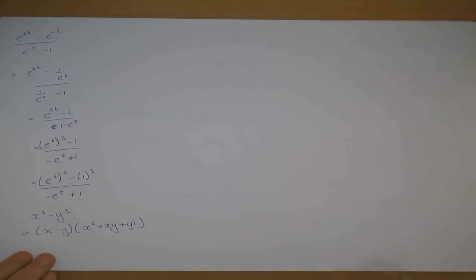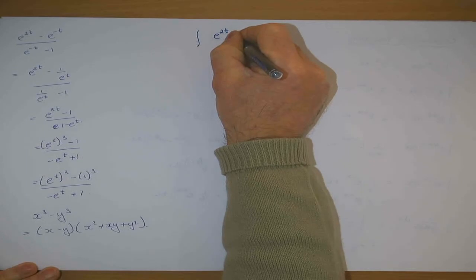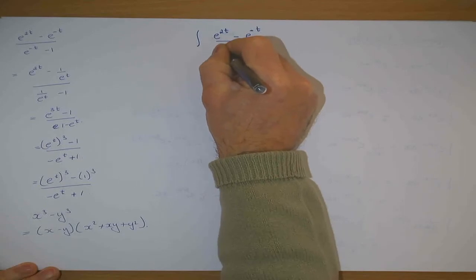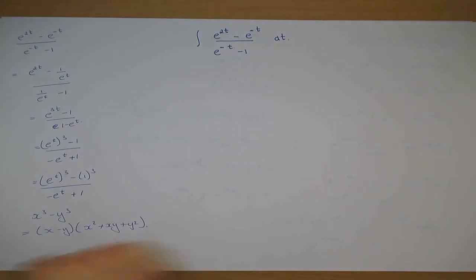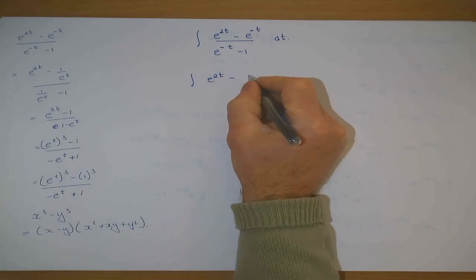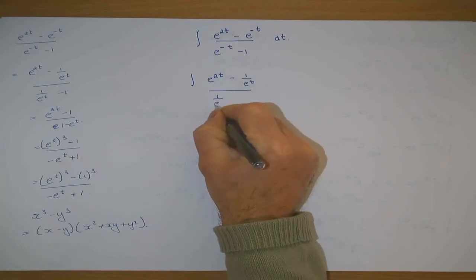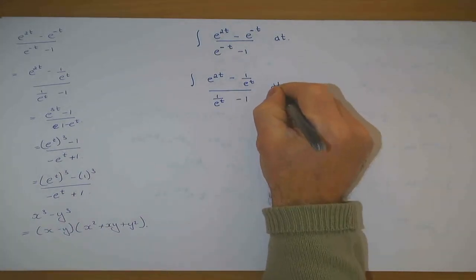And I'll do one last sum here. The integral of e to the 2t minus e to the minus t all over e to the minus t minus 1 dt. I wouldn't do this as it is in your book. I would look upon that as a quotient. Yes? And what do you have to do with a quotient? You have to divide. E to the 2t minus e to the minus t is 1 over e to the t, divided by e to the minus t, 1 over e to the t minus 1. Any questions what I did there?